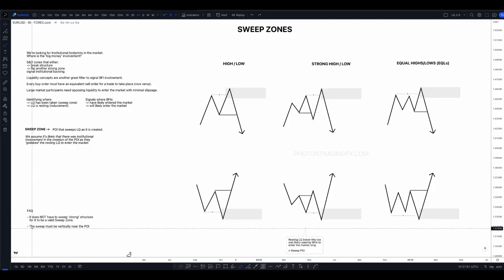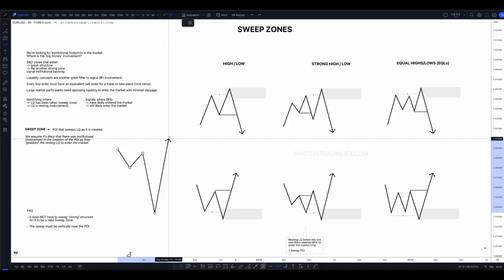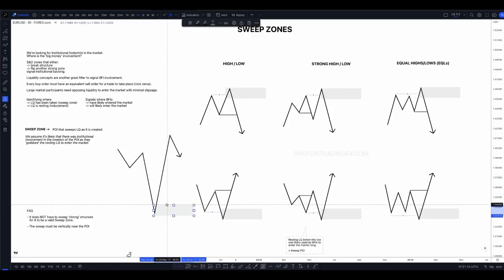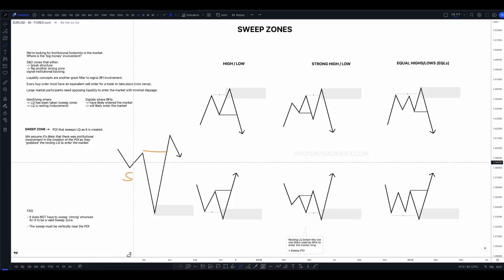Okay, and the other thing is the sweep must be vertically near the POI. So what I mean by that is, say you had a pullback like here, and then price comes all the way down, and then price comes all the way up and breaks this high, okay, that is a valid demand zone, right? That broke this high here. But can we say that it swept the liquidity behind this low? Well, it's miles away, right? So it's probably used liquidity all the way down here. So I wouldn't say that that's a sweep zone of this level, okay? It needs to be pretty near it.